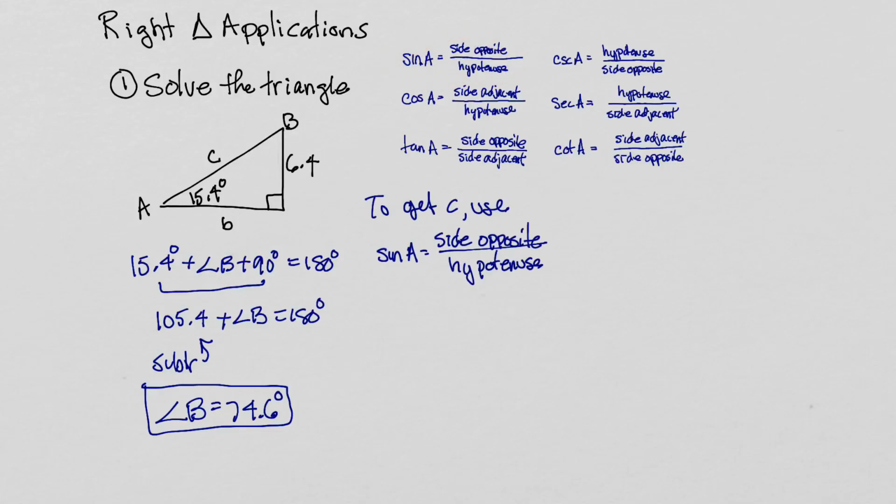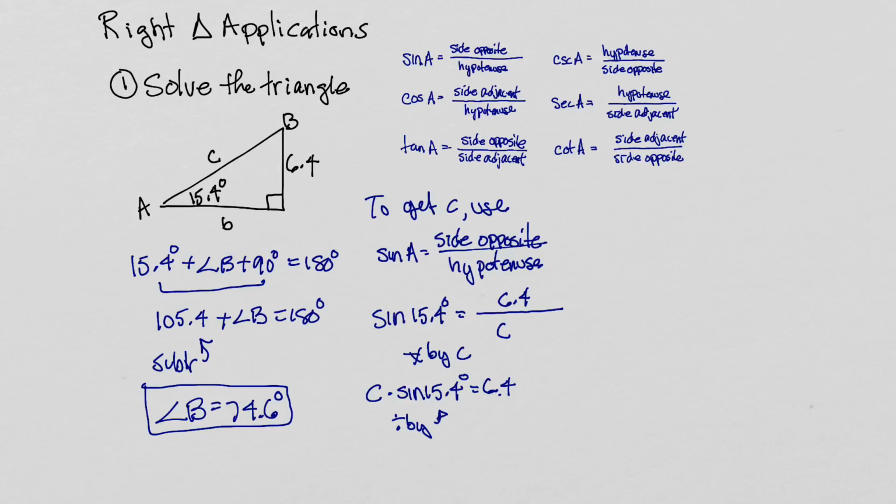So we know that the sine of this angle is the side opposite the angle over the hypotenuse. So let's put our numbers in here. We have the sine of 15.4, which we'll get on our calculator. This is equal to the side opposite, which is 6.4 over the hypotenuse, which is C. Now, we have an equation here that involves a fraction. We always deal with these the same way, right? We get the LCD, which is C, and we multiply by the LCD. So I'm going to multiply by C. Doing so will give us C times the sine of 15.4 degrees equal to 6.4. And now to get C, let's just divide by the sine. So we will get C is equal to 6.4 divided by the sine of 15.4 degrees.